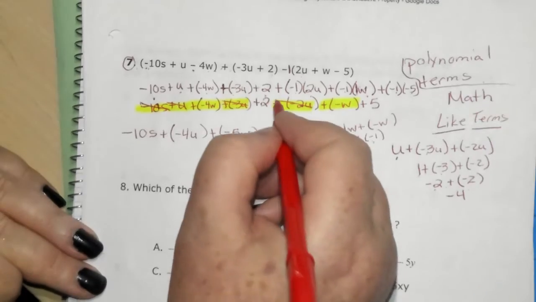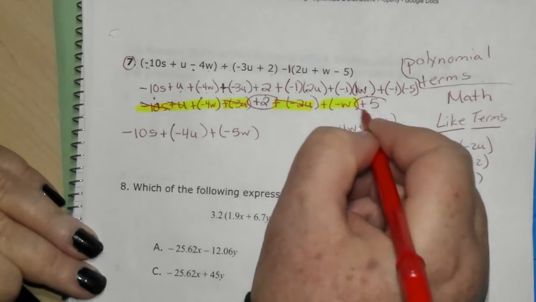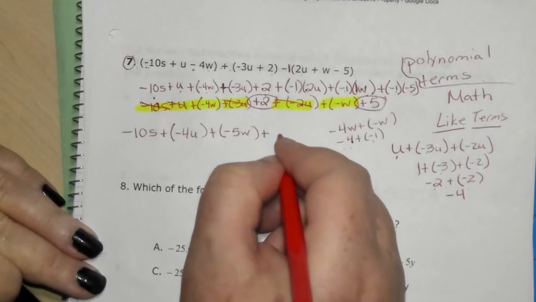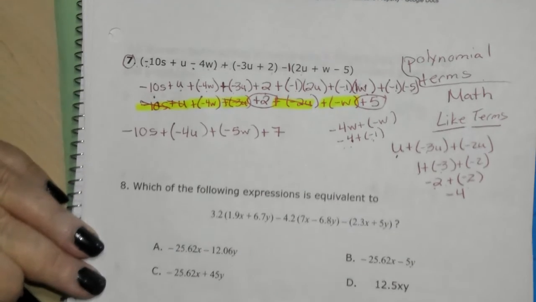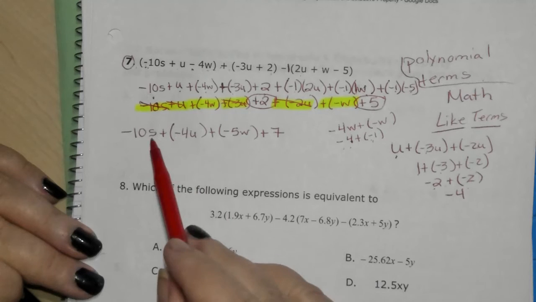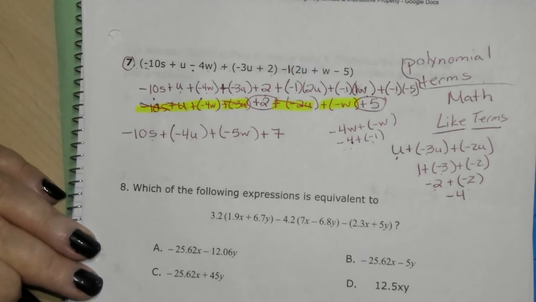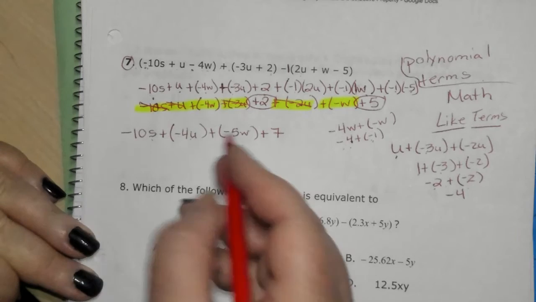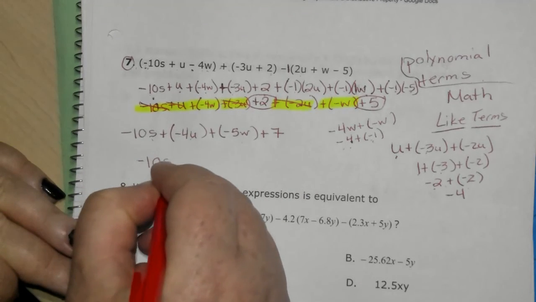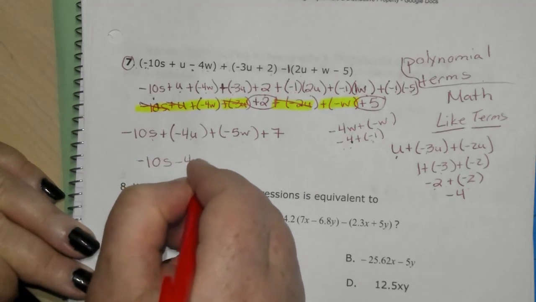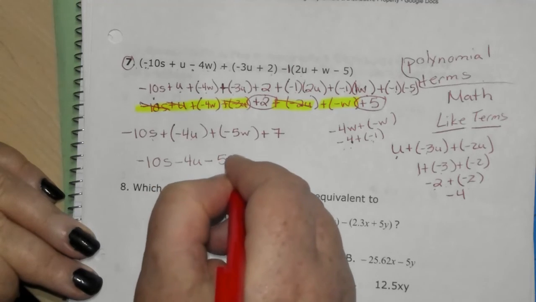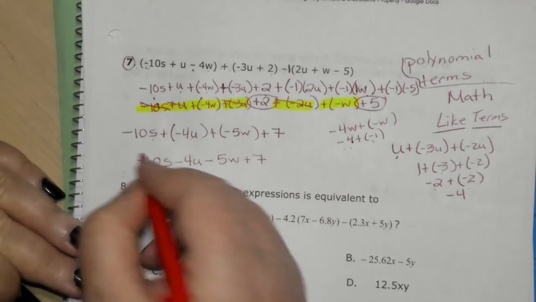Last, what's left? Plus 2 plus 5. 2 plus 5 is 7. There you go. You have only one S, one U, one W. You are done combining your like terms. Let's make it look pretty. Let's change all our plus and negatives to the minus signs. There you go.